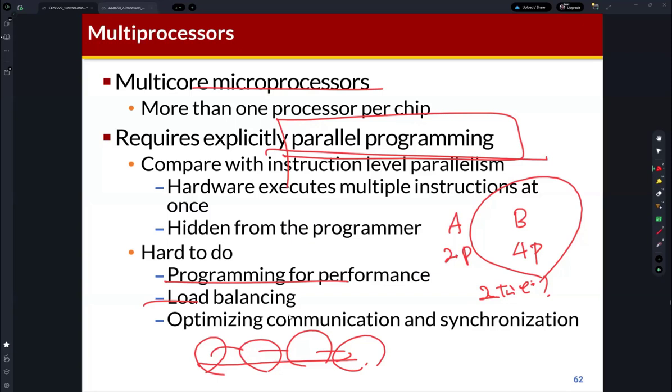Which means that the data needs to be exchanged. But this communication overhead can be high, and because of this communication overhead, the performance can be degraded. Also, another reason is that a certain task cannot be parallelized.